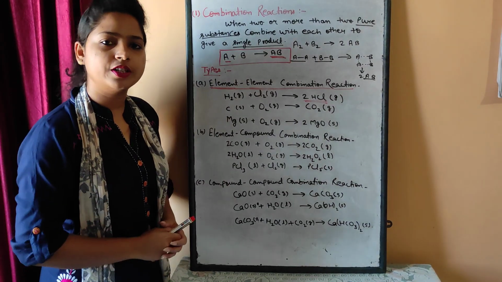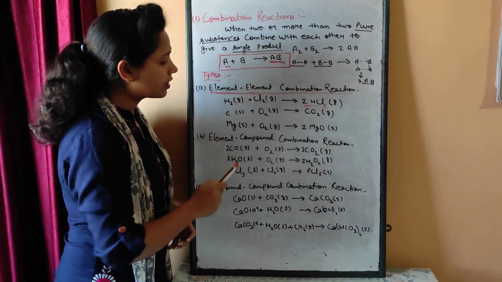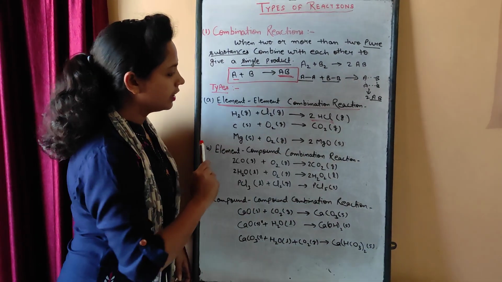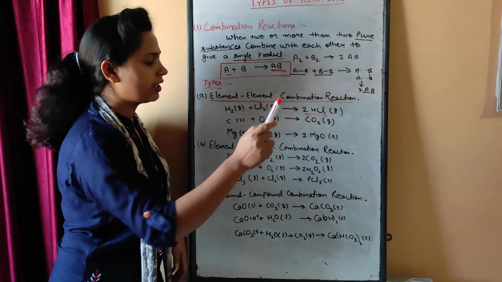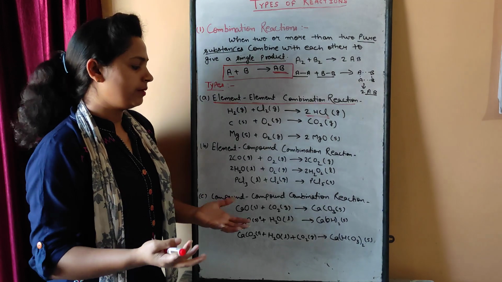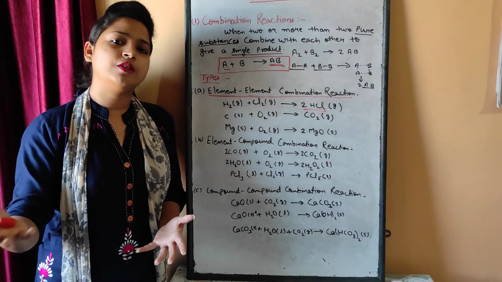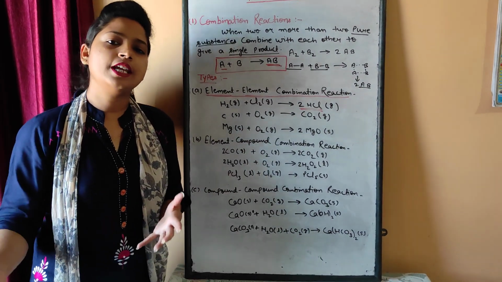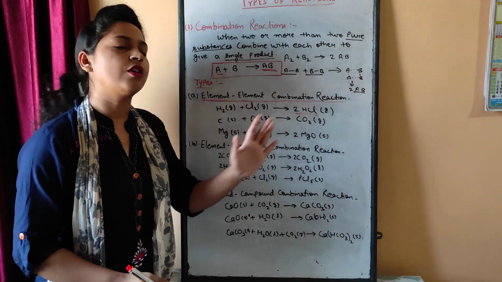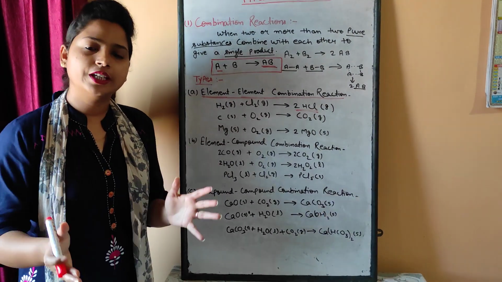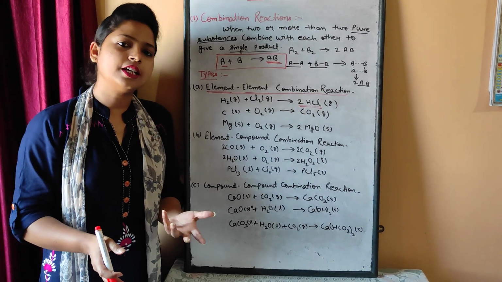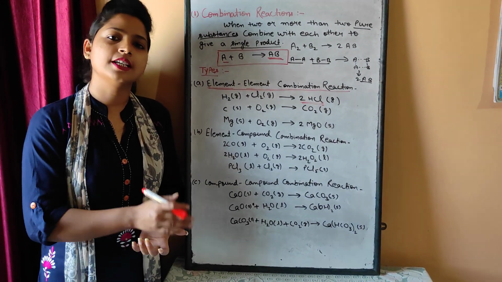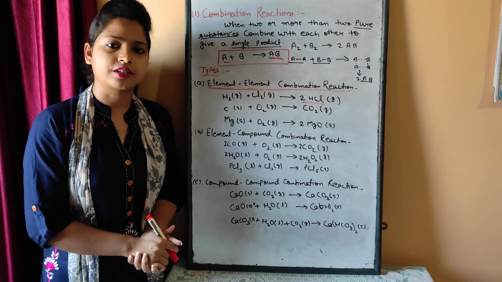Similarly, some more examples are there. Carbon, which is also in its elemental form, plus oxygen gives rise to CO2. Then magnesium plus oxygen gives rise to MgO. Similarly, H2 plus O2 will give rise to water. So there are so many examples of element-element combination reaction. Whenever two elements combine together to give rise to a single product, we call it element-element combination reaction.